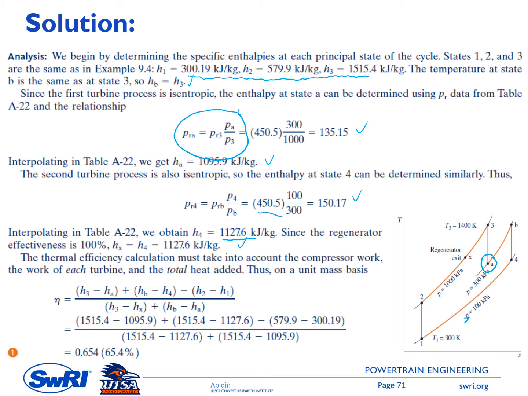So you get all the enthalpies at each state, and then you are ready to calculate the thermal efficiency. In this case, you will get the thermal efficiency of the system using a reheat combustor as well as a regenerator. It is 65.4%. And I remember in the last example, when we only had a regenerator, the system efficiency was only 56%, I believe. So you can see there's an increase of around 9% when we incorporate a reheater and a regenerator.